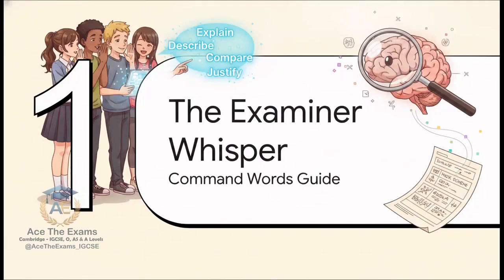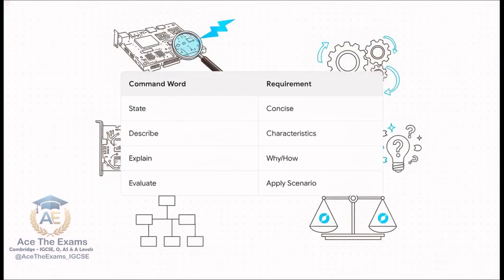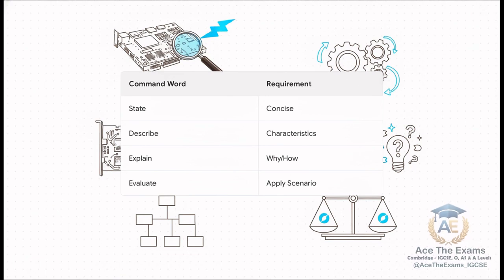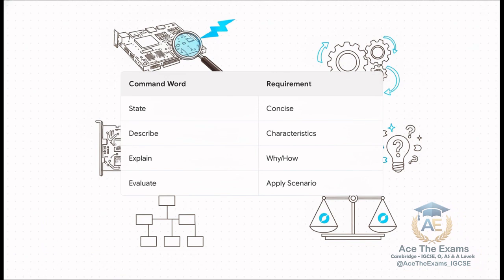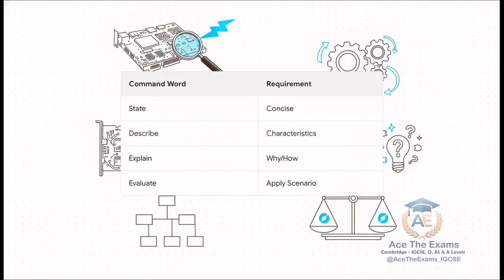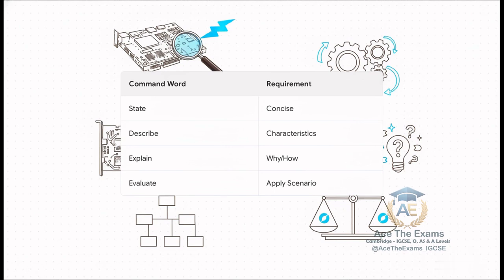Section 1. The examiner whisper and command words. So, to fix this 0-mark trap, you absolutely must learn the examiner whisper. This means understanding exactly what the command words at the very start of the question demand from you. It's basically about learning to read the mind of the person marking your paper. This table right here is your elite strategy guide.